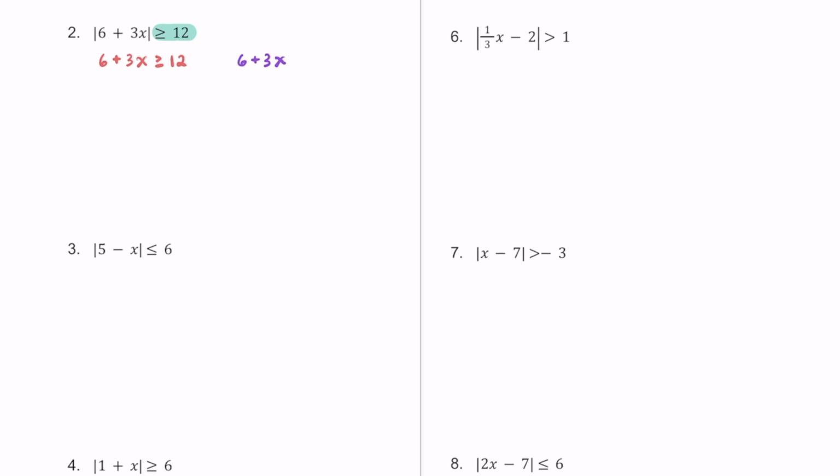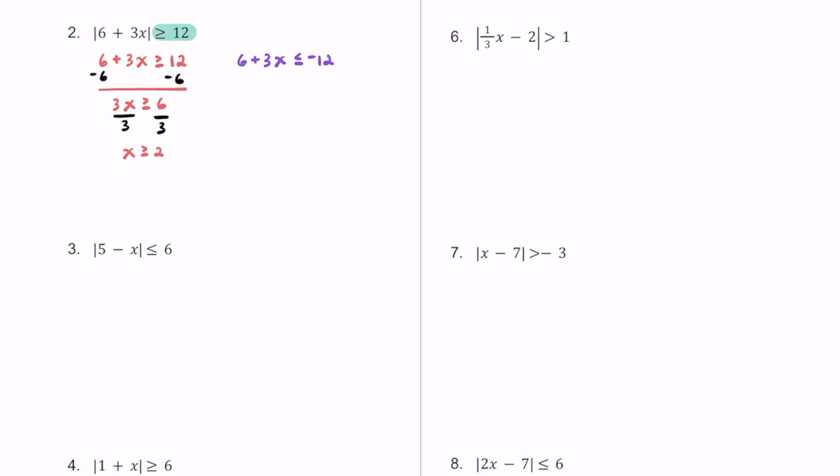A second one is going to be 6 plus 3x less than or equal to -12. Okay, let's go ahead and solve each of these. The one on the left, let's start by subtracting 6 from both sides of the inequality. Subtracting 6 from 6, we're going to end up with 0, and then have 3x is greater than or equal to 12 minus 6, which is 6. And then we'll divide both sides by 3. If we do that, we're going to get x is greater than or equal to +2.